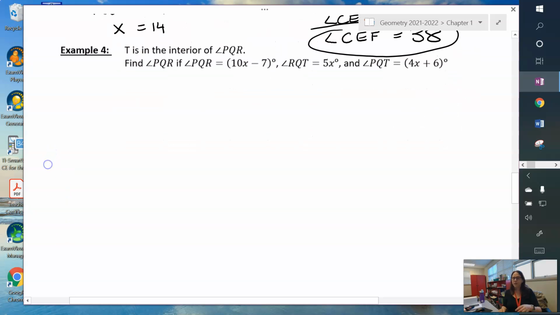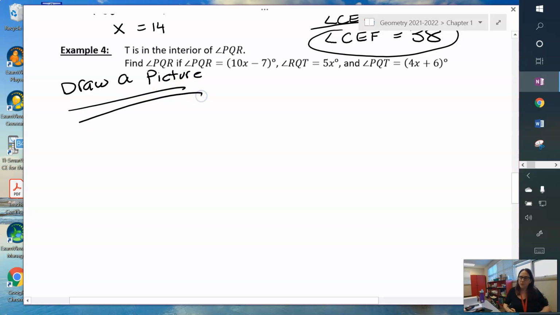Now, we aren't given a picture in this example, example 4, we're just given words. We're told T is in the interior of angle PQR. And then we're told find angle PQR if angle PQR is 10x minus 7, RQT is 5x, and PQT is 4x plus 6. Draw a picture. That's going to be your lifeline on a problem like this. Take the words and draw a picture.